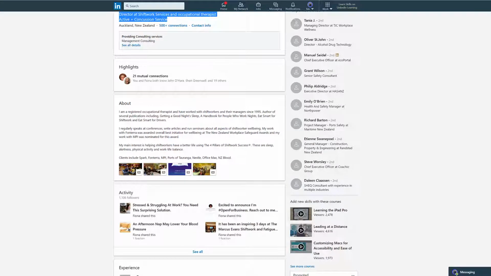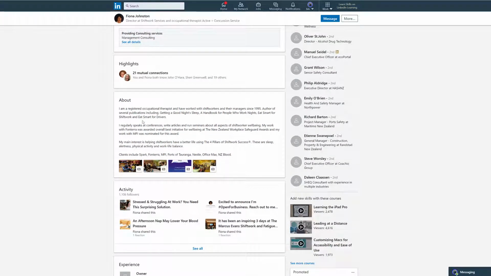The next section, good to see that you have an about section. But I think what you're missing here is most people just say what you do, and this is pretty much what you do here as well. What we want to see is the story. We want to hear the backstory. How did you get to be a director of shift work services? What's your why? We want to know the why.